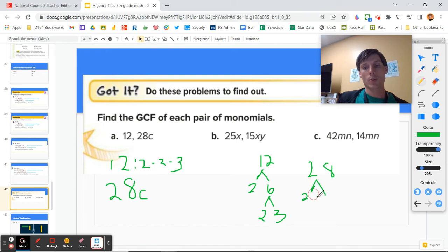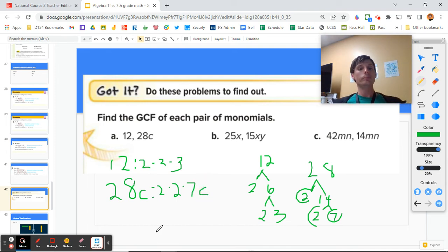Again, 2 times 14. Just start with that even one, make it easy. And then 14 divides into 2 and 7 evenly, 2 times 7 being 14. So we have 2 and 2 and 7. So we're going to say here 2 times 2 times 7. And then we have our C. Great, we can double check it. 2 times 2 is 4, 4 times 7 is 28, 28 times C is 28C.